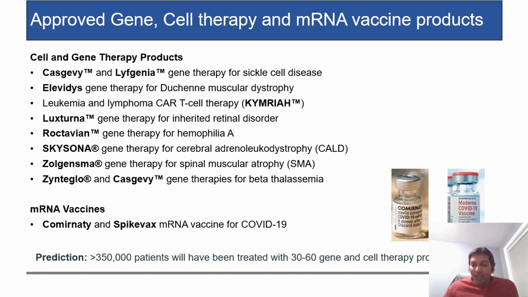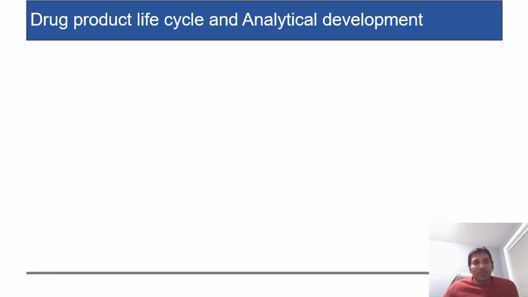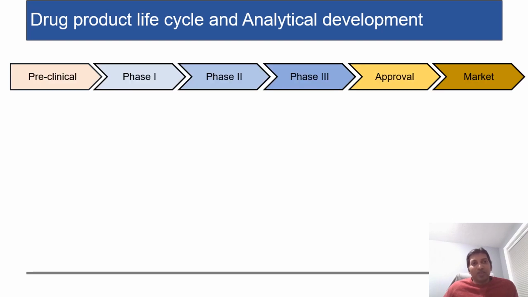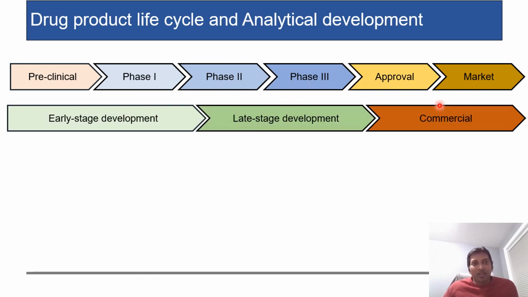So this is all good science, but to really understand better from a drug development life cycle and analytical development perspective, I just want to introduce when a drug product life cycle really happens. It happens based on a clinical trial. You do preclinical, you collect all the data, phase 1, phase 2 for healthy, and phase 3, approval and market. When you look at the same cycle from a product development point of view, early stage development includes your preclinical and phase 1, late stage includes your phase 2 and phase 3, and commercial is approval and going to the market.